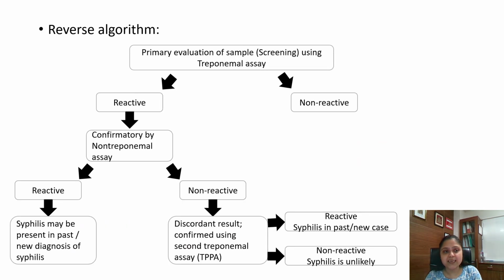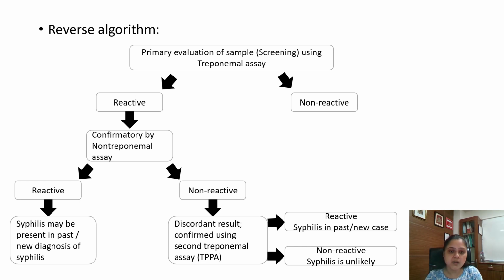Now coming to the second algorithm, that is the reverse algorithm. Here the primary evaluation of the sample or screening is done using the treponemal assay. That is, in case it is found reactive, then we are going to confirm it using the non-treponemal assay. Again, if it is noted as reactive, then it can be regarded as syphilis being present in the past, or it could be a newer case of syphilis.